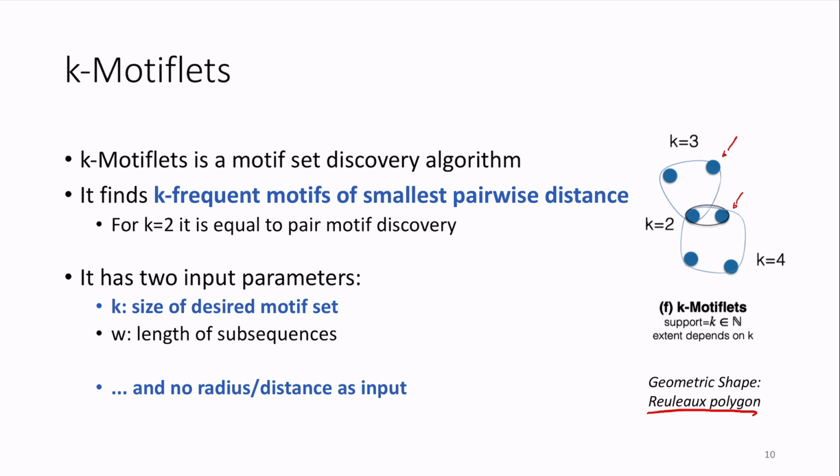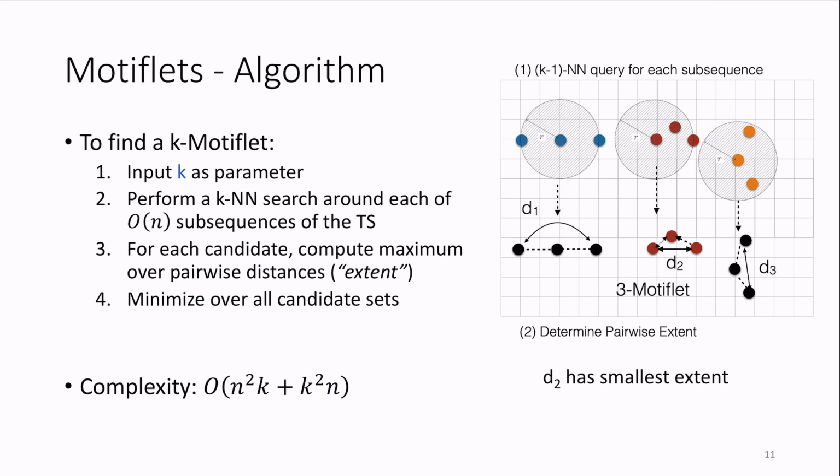Other than state-of-the-art, k-Motiflets has 2 input parameters. One is the size of the desired motif set, and the other one is the length of the subsequence. Yet we have no radius or distance as input. How does it actually work? To find a k-Motiflet, we input k as a parameter. Then we perform a kNN search around each of the subsequences of the time series, as depicted on the right. For each of these candidate sets, depicted in blue, red, and orange, we compute the maximum pairwise distance depicted below. So the maximum pairwise distance is the arc above, or is this distance.